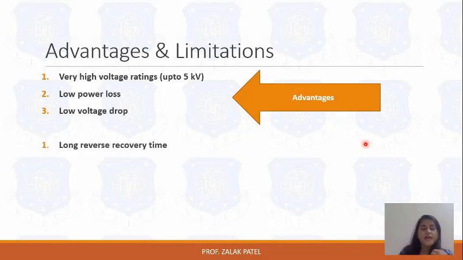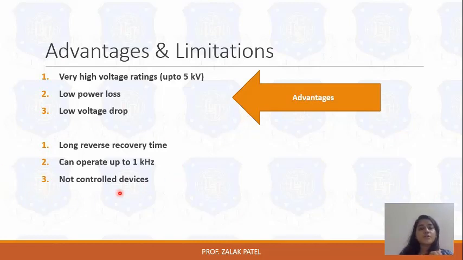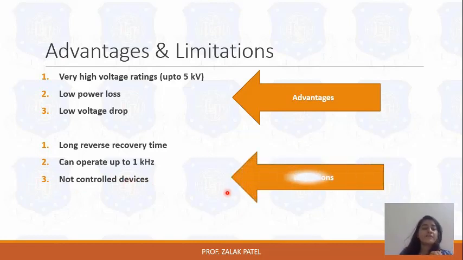But now it has its own limitations, that is it has a long recovery time. We already discussed this in the characteristics, how QRR will be affected because of T4 and T5's addition. It can operate only in the 1 kilohertz range of frequency, and the most important limitation of it is it is not a control device, because the SCR will provide controlled rectification, and we can use it for inverter purposes also. So here the main limitation is it is not a control device.